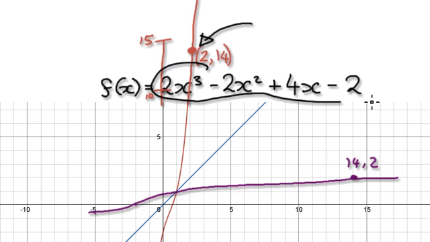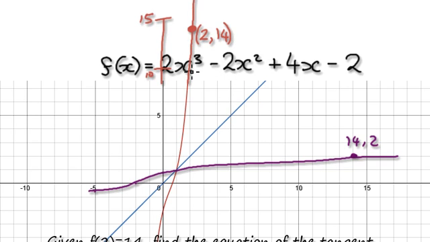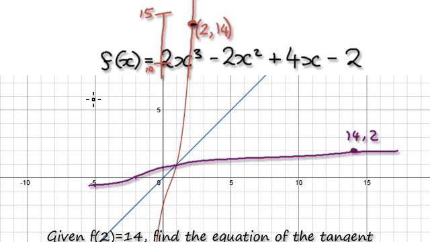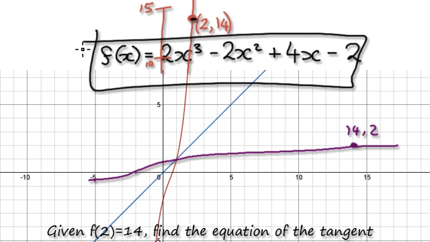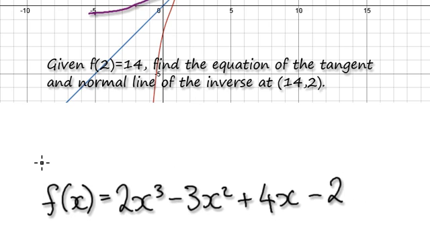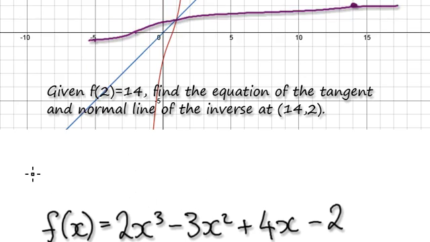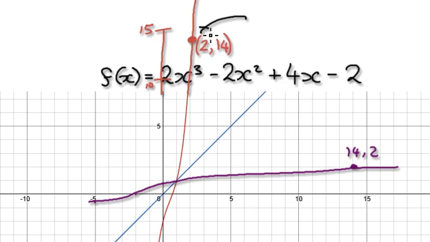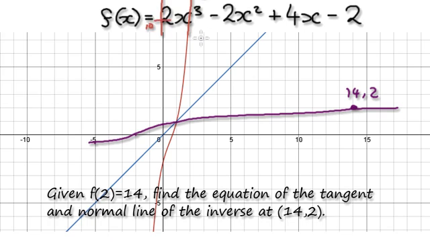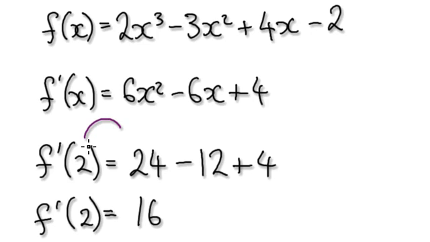You've got an equation here, and this equation is this red line. So differentiate it, and that will give you the gradient at that point. Start out with our function, and then differentiate it. That gives you this, and then you want to know the gradient at this point, so you need to put 2 into f prime. The gradient at that point would be 16.